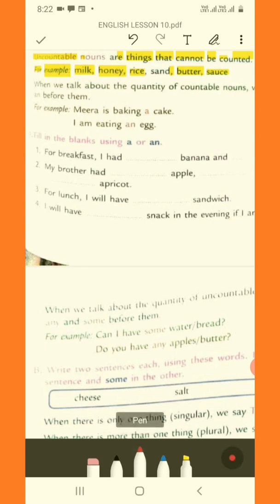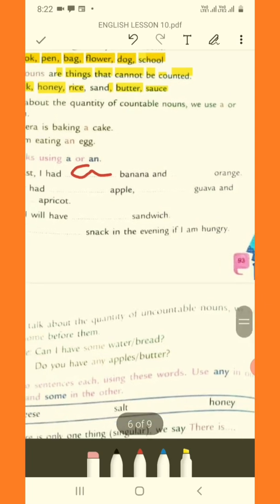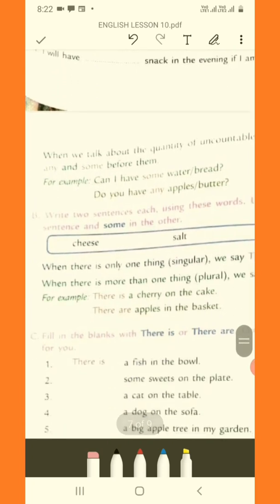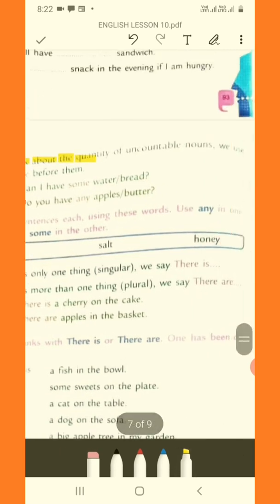Should I do the first one? For breakfast, I had an banana or a banana. A banana, right? A banana and an orange, isn't it? So do the rest on your own, kids. It's simple. Now it's high time that you start doing some exercises on your own. So the next is, when we talk about quantity of uncountable nouns, what do we use?